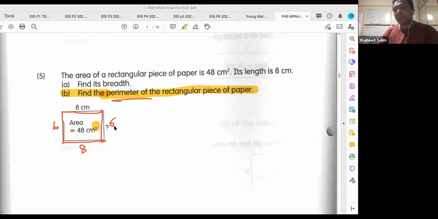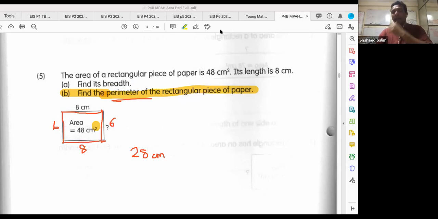8 plus 6 is 14. 14 plus 8 is 22. 22 plus 6 is 28. Okay, you don't believe? 8 plus 8 is 16. 16 plus 6 is 22. 22 plus 6 is 28. 28 what? If anyone writes 28 square cm, it is wrong, because that is for area. They want you to find perimeter. Perimeter is in cm, so no square.